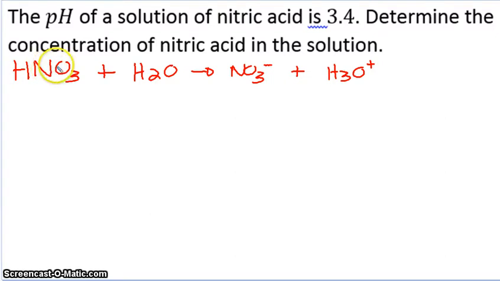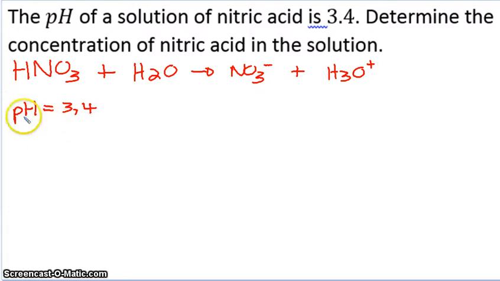We don't need to know the volume in this case because it remains constant. So all we need is the concentration of hydronium, and then we got the concentration of nitric acid, which is what the question is asking for. The only information we're given is that the pH of the solution is equal to 3.4. We're not given anything else. Okay, so where do we go from here?